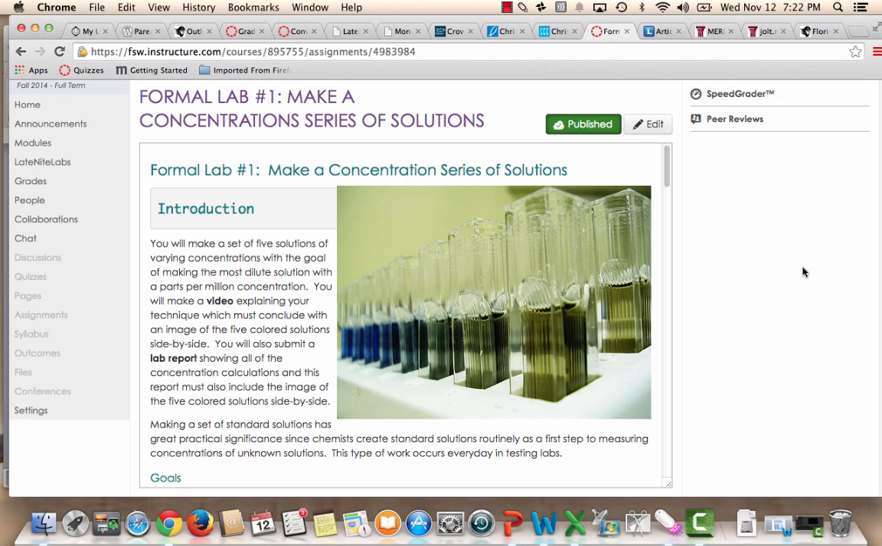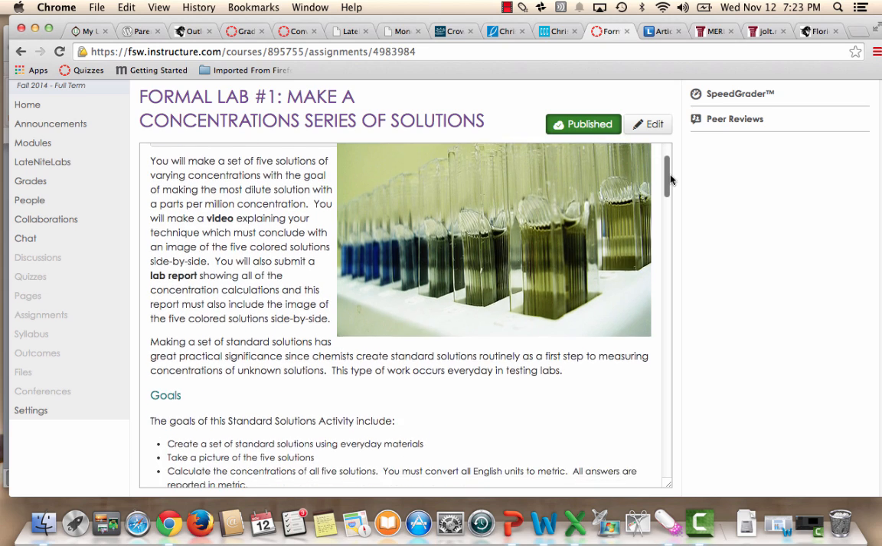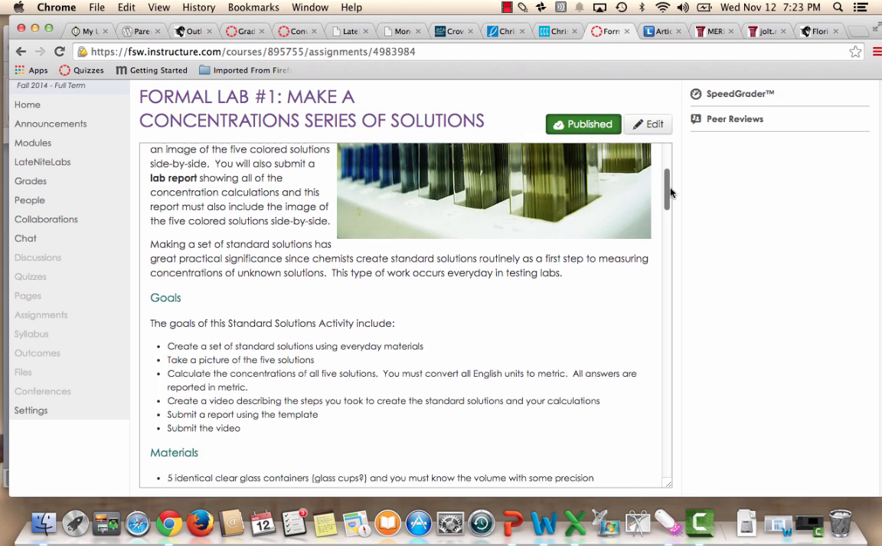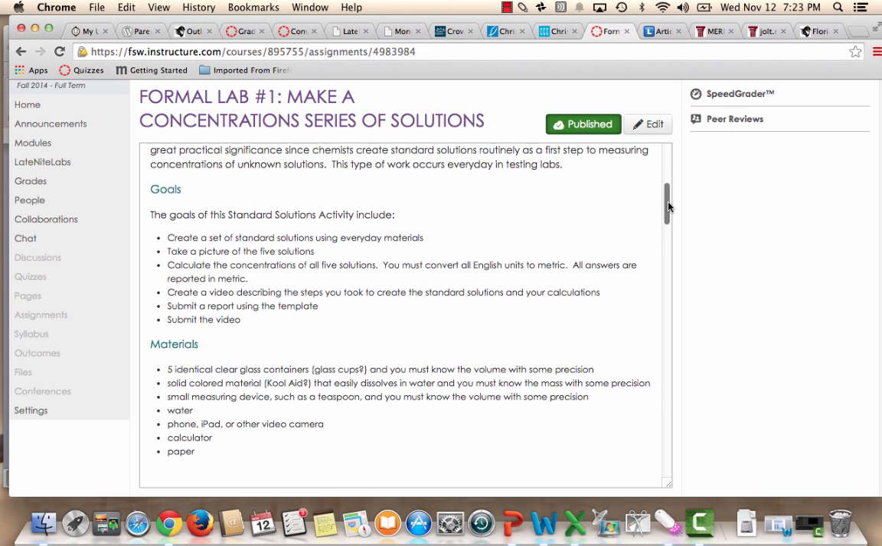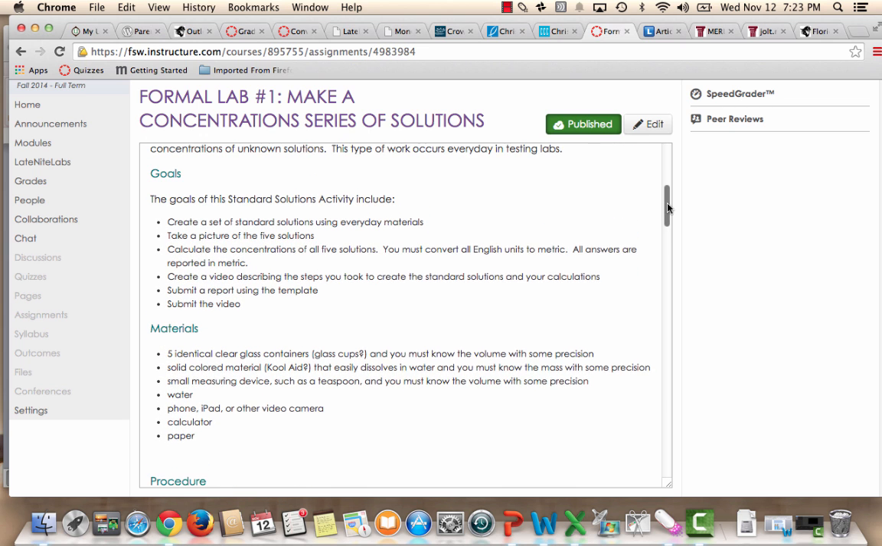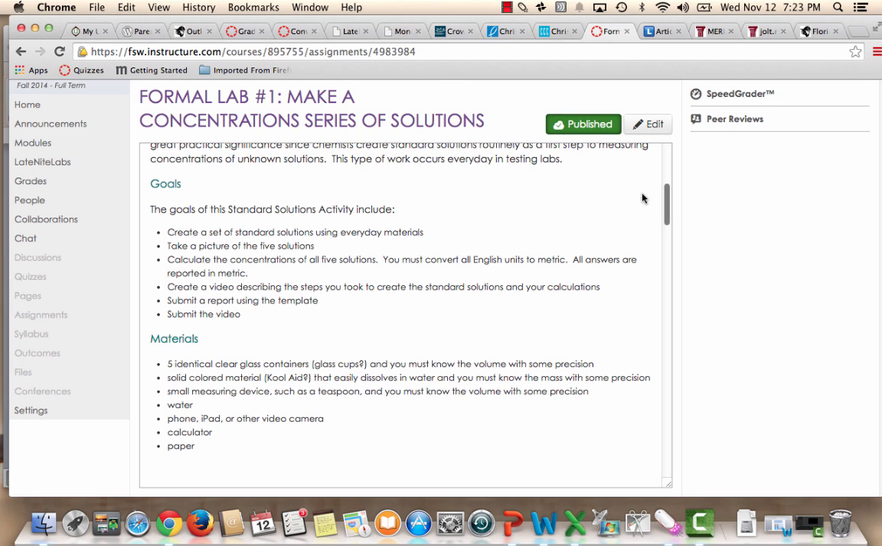This lab is going to occur in your own kitchen, and you'll end up with something that looks like this picture, in that you're going to make 5 different concentrations of solutions, and at the end you're going to have color which will show that you have indeed changed the concentration. But you're also going to do the calculations to support what your concentrations are in your 5 solutions. So this lab will involve doing something in your kitchen and videotaping that and explaining the steps you took, and also explaining your calculations. You also will submit a formal lab report.